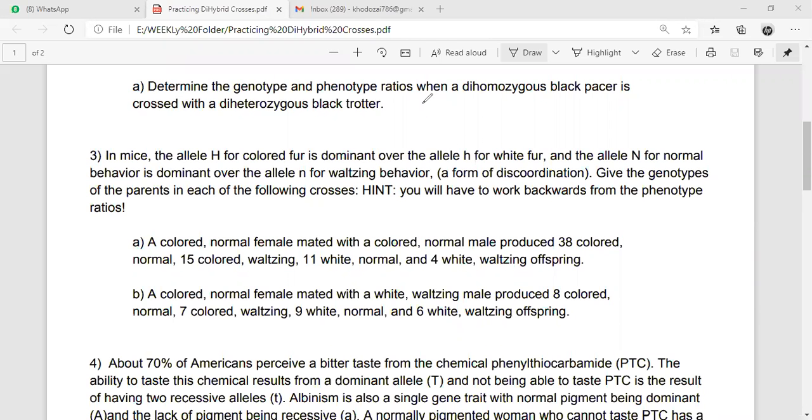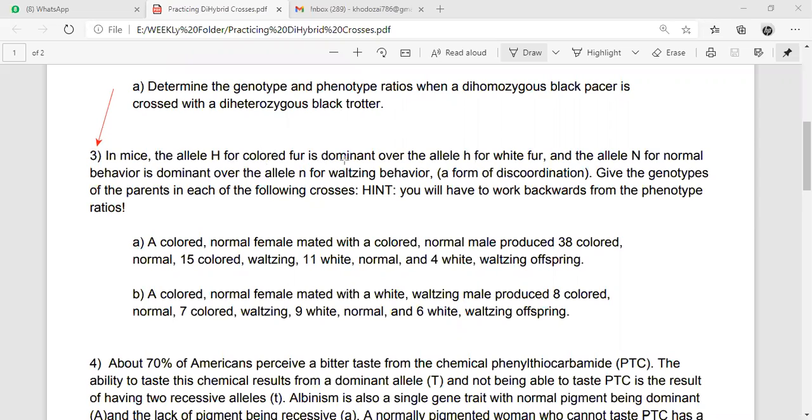Okay, now in dihybrid crosses, you are already familiar. In dihybrid crosses, we normally go for two traits together. We determine the effect of two traits simultaneously, correct? So in this question, question number 3, what is there?